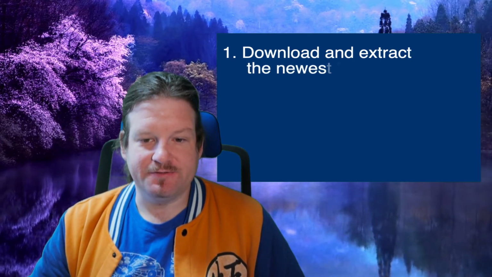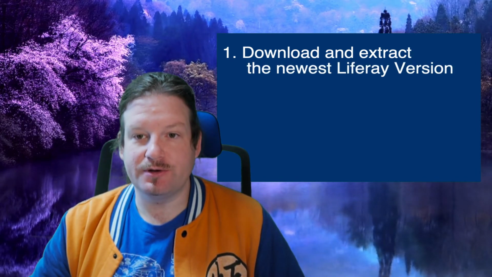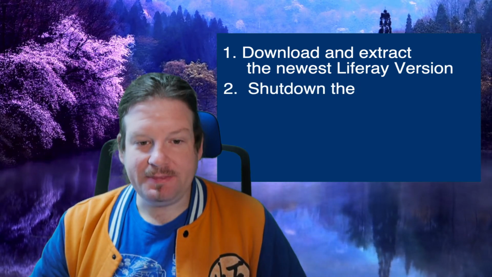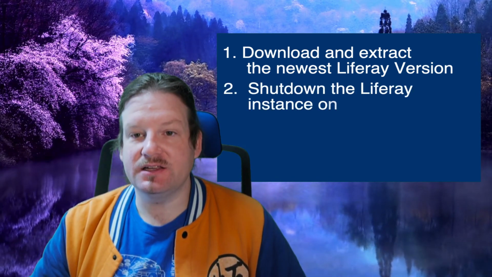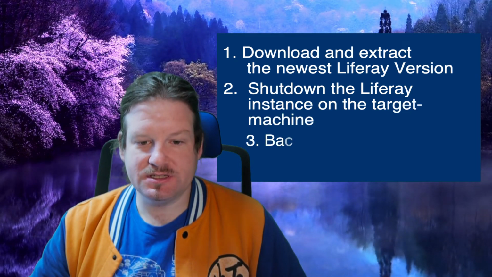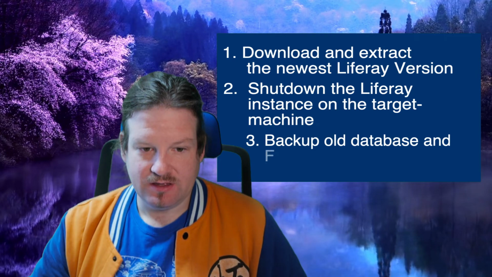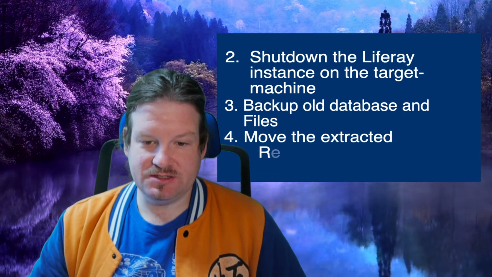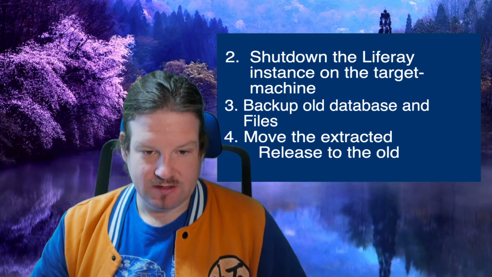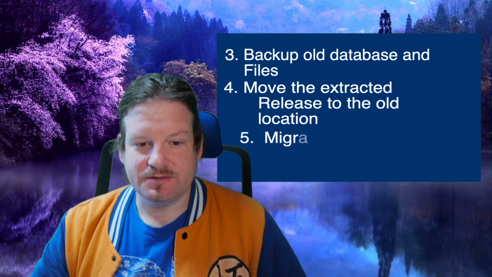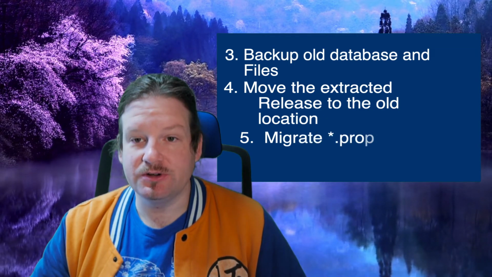First, we have to download and extract the newest Liferay release from GitHub to a temporary location. Then, we need to stop the Liferay instance on the target machine. After that, we have to back up the old system and database. Then, we move the extracted release to the old location. After that, we have to migrate our properties file to the new location.